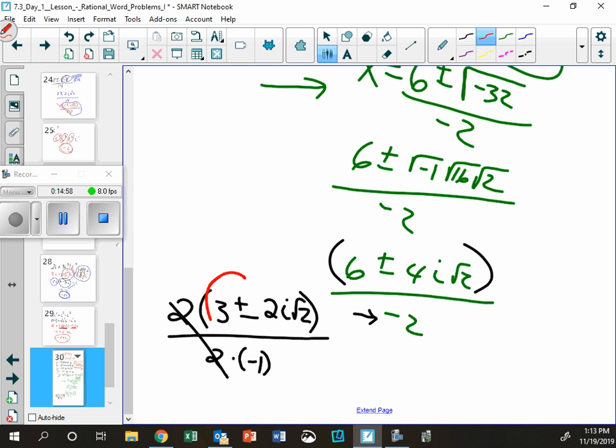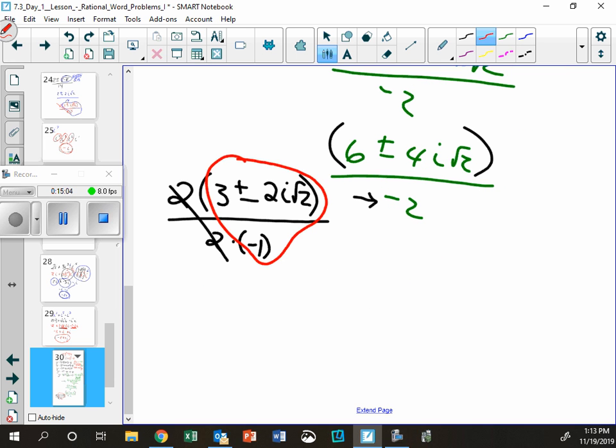And then I had kids leave it this way, and it's so sad. All that work. If you leave divided by -1, I cannot give you full credit. Why? Because it can be simplified. If you divide everything by -1, this will get divided by -1, so I'd have -3, plus and minus, and this will get divided by -1, but why do I not want to put another negative sign there?